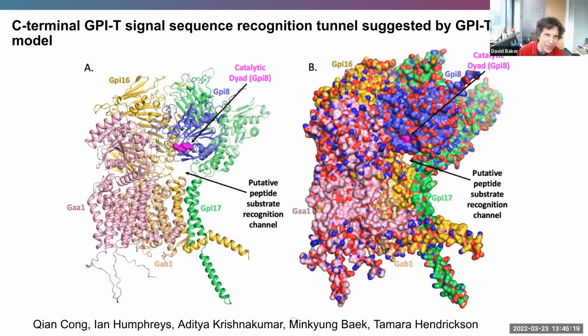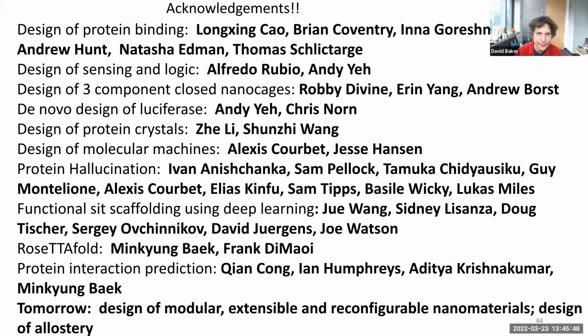So there were a number of cases like this, where this is the assembly that puts GPI anchors on proteins in eukaryotes. And we found Tamara Hendrickson, who's the world's expert on this complex, and sent her the model, and she pointed out all these interesting things, like there was this catalytic dyad that was adjacent to a putative peptide substrate recognition channel that we hadn't really noticed. So these kinds of models can provide all sorts of insights into biological function.